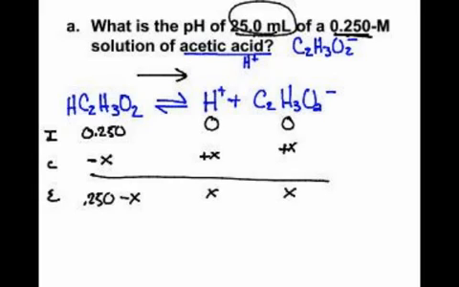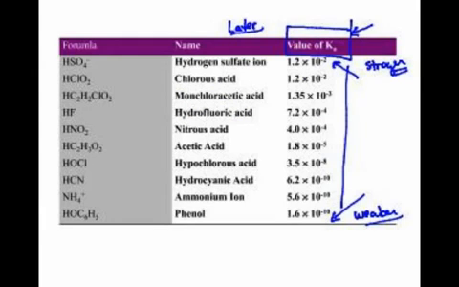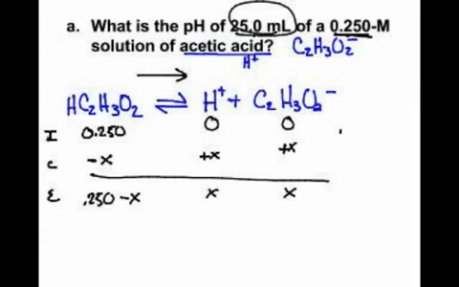Now, there's something else that we need to know to solve this problem. What would that be? We need to know the Ka value. So I'm going to go back to our chart. You've got it just right there next to you. So if you find the acetic acid right here, its Ka is 1.8. So I'm going to write that down. The Ka is 1.8 times 10 to the minus 5.